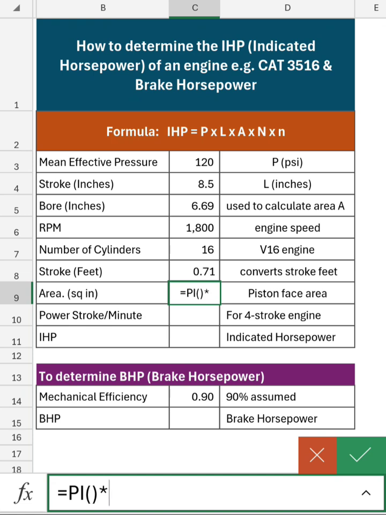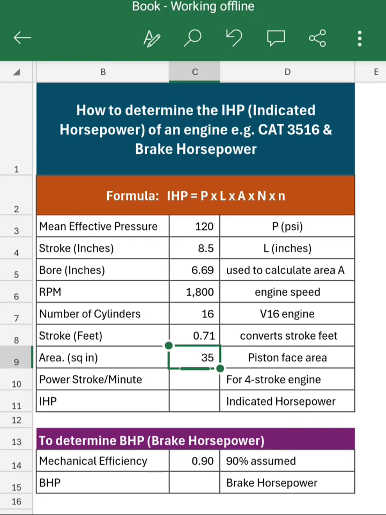Then I'm going to multiply that by the bore in inches. So we're going to get the bore in inches, which in this case is 6.69. Then divide that by 2, close the parentheses, and then square it, so I'm going to get number 2. Then enter. So the area of the piston or the bore would be 35 square inches.